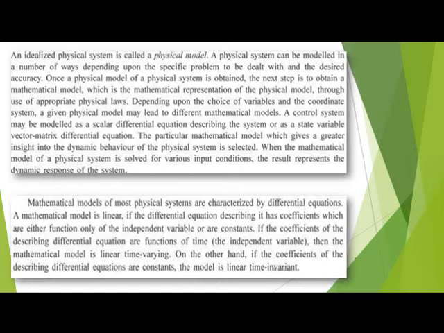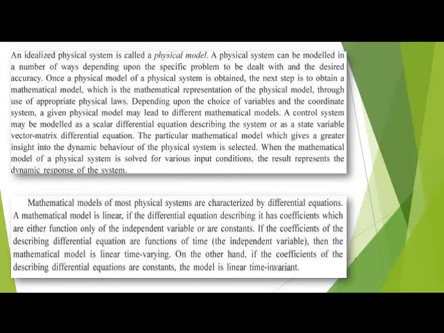Okay. Now generally we are discussing the mathematical model for the dynamic behavior of the physical system. Most mathematical models of physical systems are characterized by differential equations.